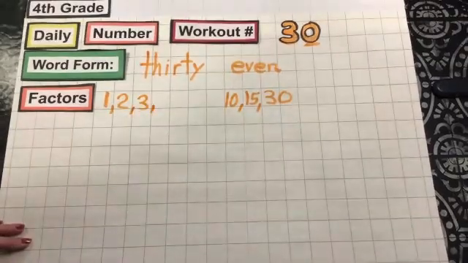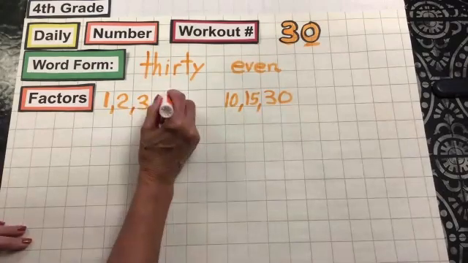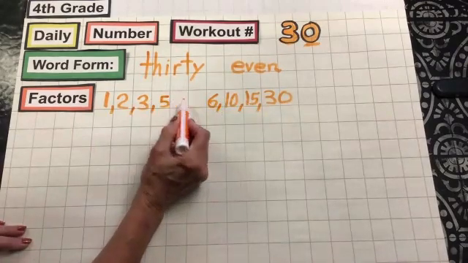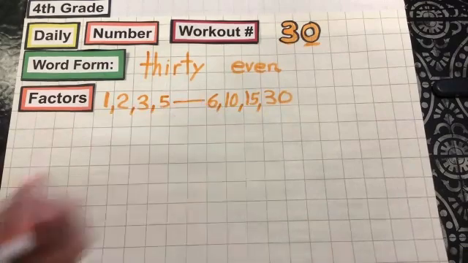4 does not go in. It goes into 28 and 32. 5 goes in. 5 times 6 is 30. And then there's no other numbers between 5 and 6, so we know we're done.